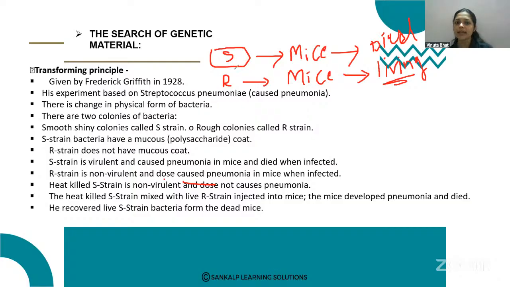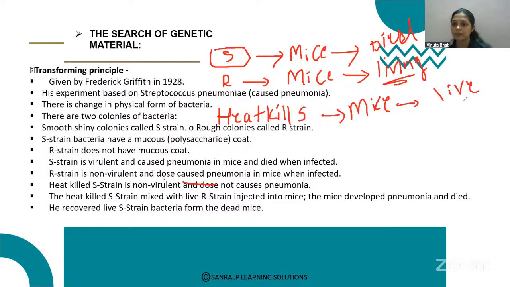Then heat killed S strain bacteria is injected to the mice. Just see the experiment, very important. The heat killed S strain bacteria is injected to the mice. When it is heat killed bacteria, it does not cause the disease. So there is no disease. The mice are living.